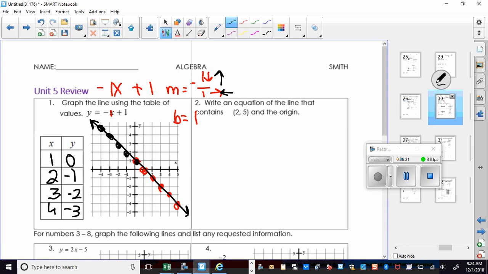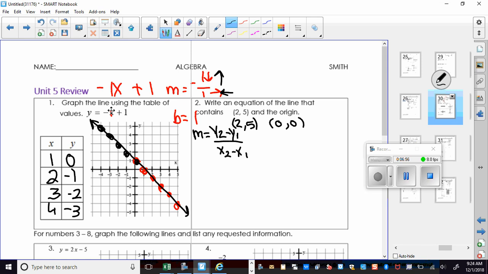For number 2, this is write an equation of the line that contains 2, 5. So I'm going to rewrite these points, 2, 5, and the origin, 0, 0. The way I do this, I need my slope. They didn't give me a slope, so I say y2 minus y1 divided by x2 minus x1.